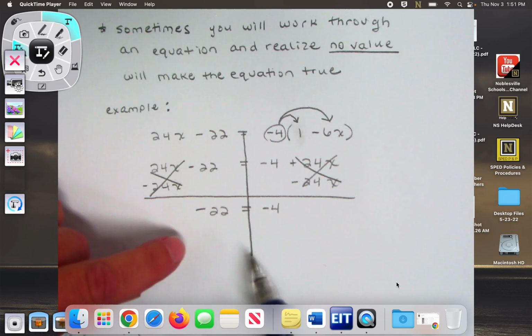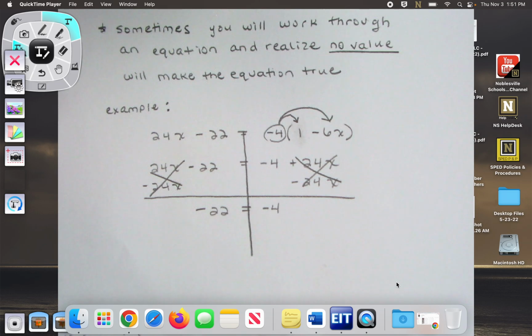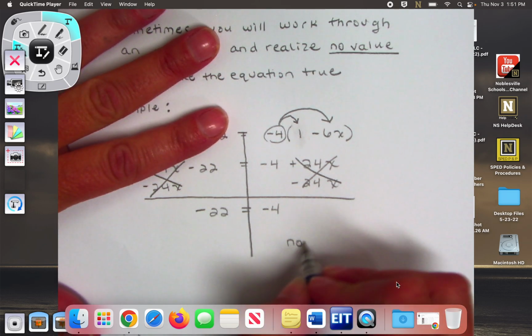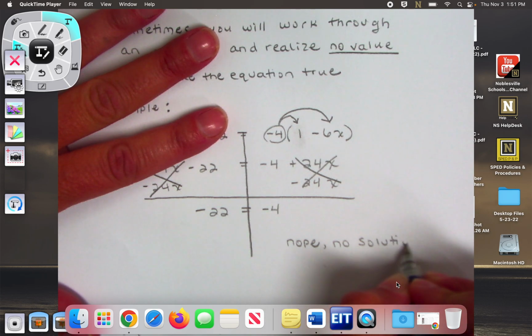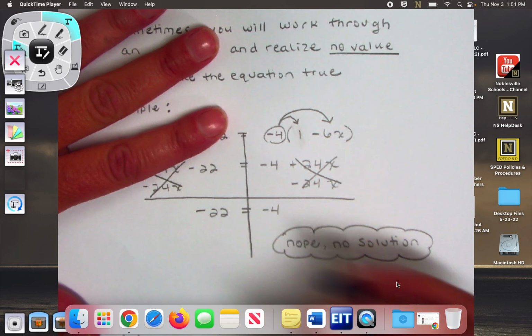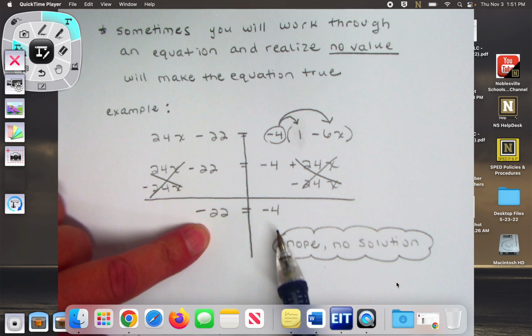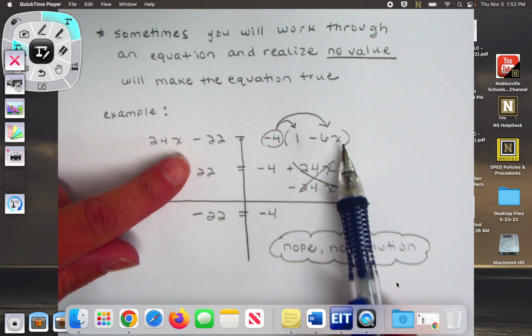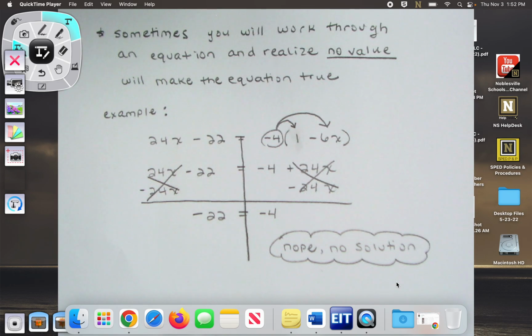Does negative 22 equal negative 4? No. So this tells me that I have no solution. If you get to a point where it's very obvious the left side does not equal the right side, that's your signal that there is no value for x to balance this out. Like the equation, not the solution. So that's one of the things you just have to be able to identify.